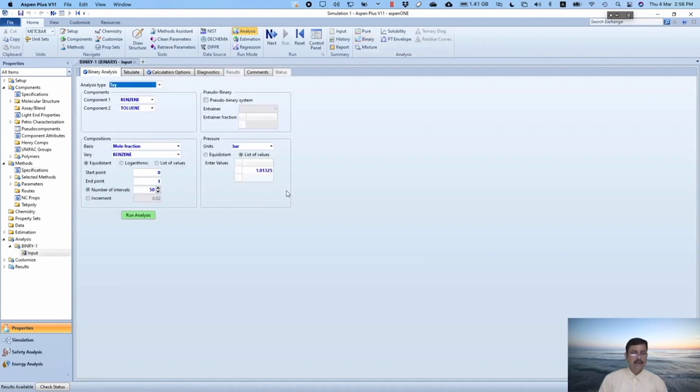So this is the analysis type, TXY, benzene-toluene. Basis is mole fraction for benzene. We have starting point 0 and ending point 1, that is the mole fraction 0 to 1 for benzene, and the number of intervals is 50. The pressure is 1 atmosphere. So let us run analysis.